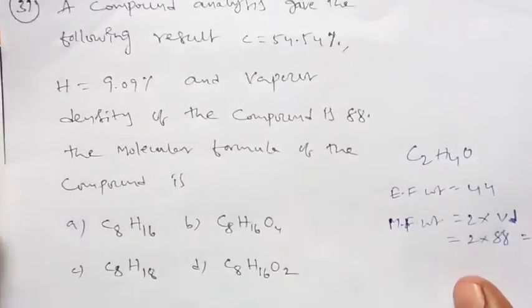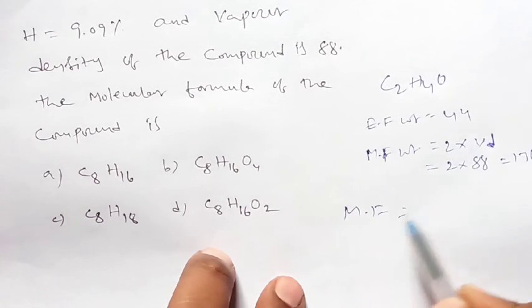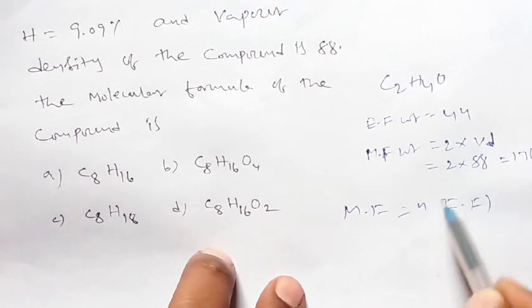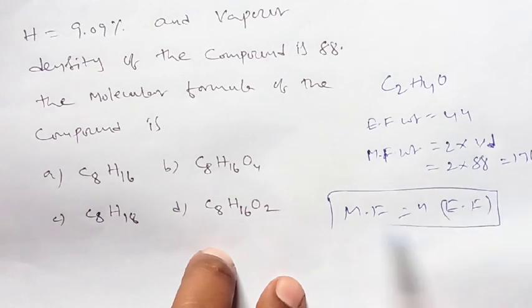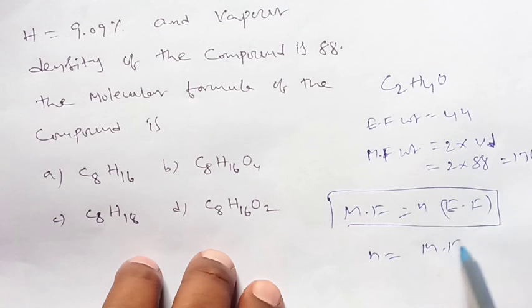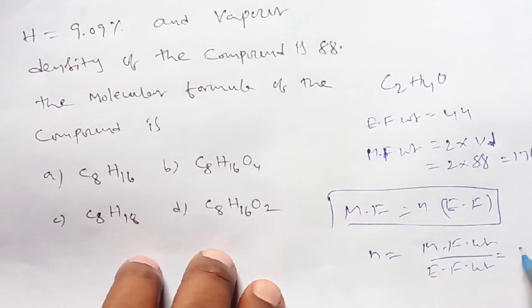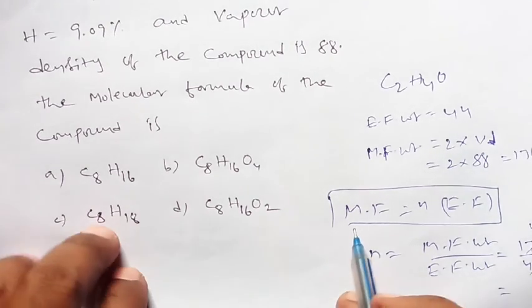Now we require the n factor. Why do we require the n factor here? Because molecular formula equals n into empirical formula. This is the relation between molecular formula and empirical formula. So n factor is nothing but molecular formula weight by empirical formula weight. Molecular formula weight is 176, empirical formula weight is 44. It will be 4 times. So if you substitute here, what will you get?